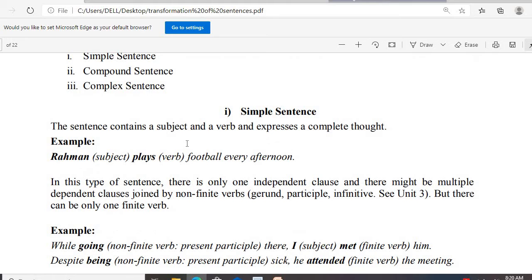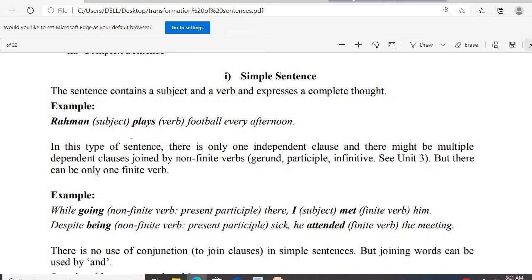How will you recognize a simple sentence easily? We know that the sentence contains a subject and a verb and expresses a complete thought. That is, a simple sentence will have only one subject and only one verb. Let's see the example. Rahman plays football every afternoon. So here you see Rahman is the subject, plays is the verb. So one subject, one verb.